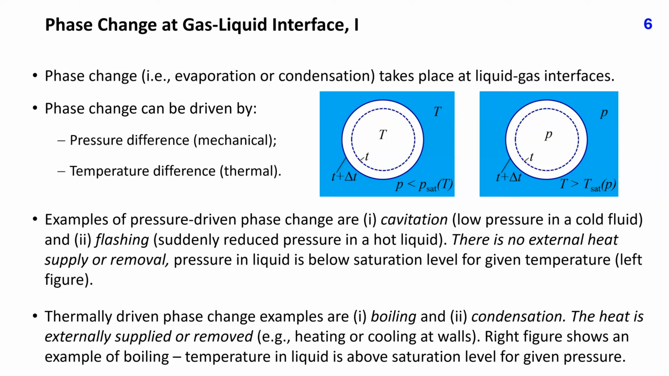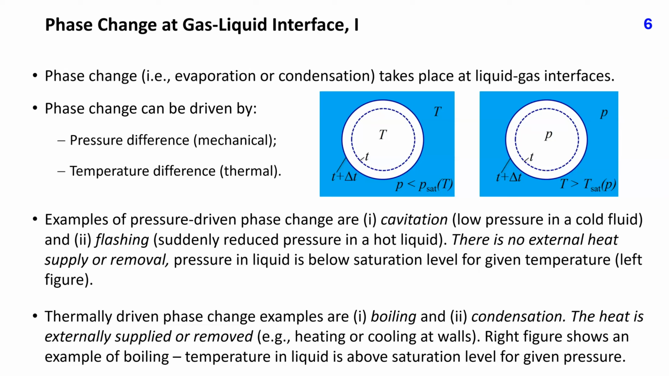In fluids, phase change, that is evaporation or condensation, takes place at liquid-gas interfaces. Phase change can be driven by pressure difference, also called mechanically driven phase change, or by temperature difference, called thermally driven phase change. Examples of pressure-driven phase change are cavitation, which is caused by a low pressure in a cold fluid, and flashing, caused by suddenly reduced pressure in a hot liquid. There is no external heat supply or removal involved.